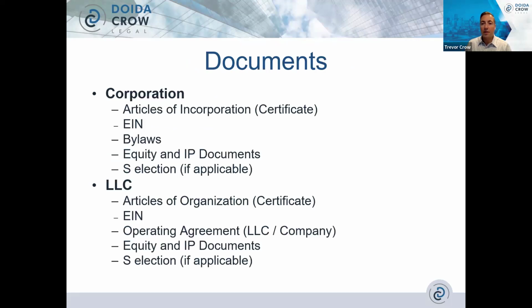Then just a quick overview of the documents that we're talking about. If you're forming a corporation versus an LLC, there's different documentation that you'll be putting together that govern those entities. For a corporation, to form it, it's articles of incorporation or a certificate of incorporation, depending on the state that you're forming it in. But that's going to be the main document that really, from the outset, forms it and brings it into existence. An EIN, that's just a federal ID number that you would have. That's typical for all entities to get, and that helps you to form the bank account and things like that.